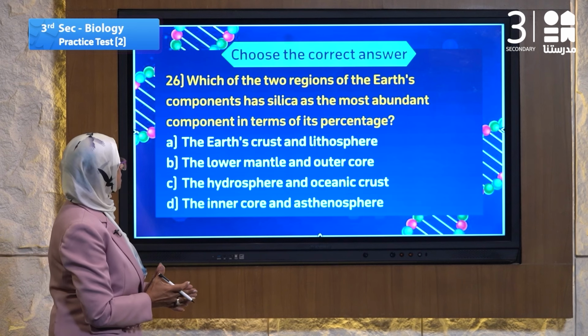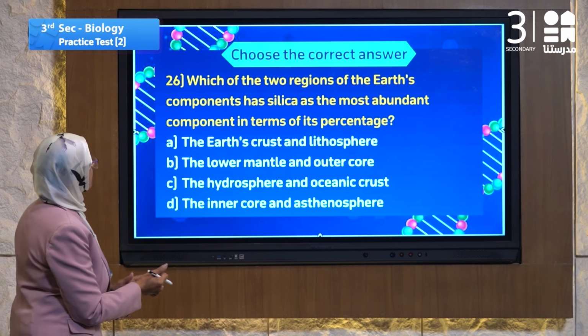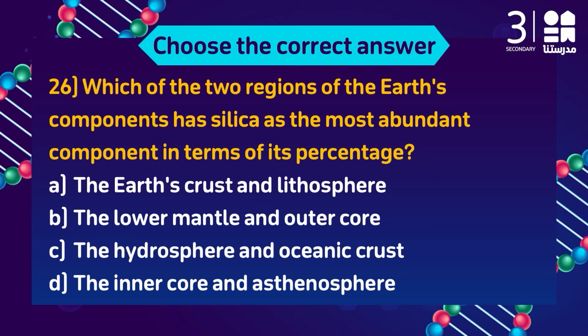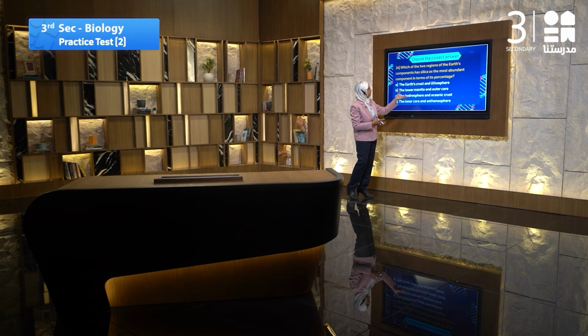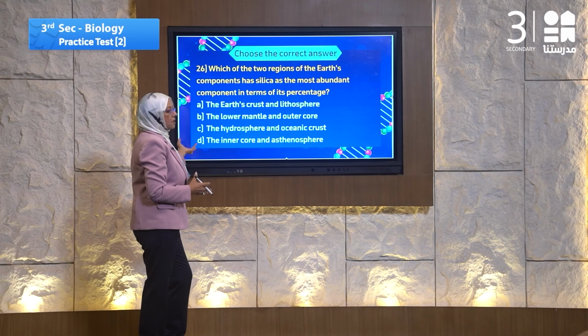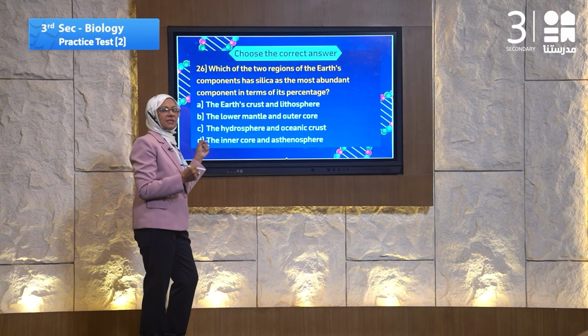Let's go to 26. Question 26 speaks about earth science again. Which of the two regions of the earth's components has silica? Silica is the main component of sand and the most abundant component in terms of percentage. Let's read the choices carefully. Number A, the Earth's crust and lithosphere. I think yes, but let's read it again.